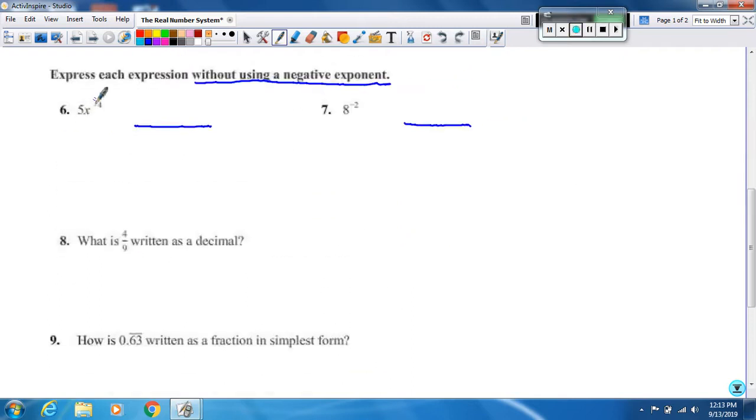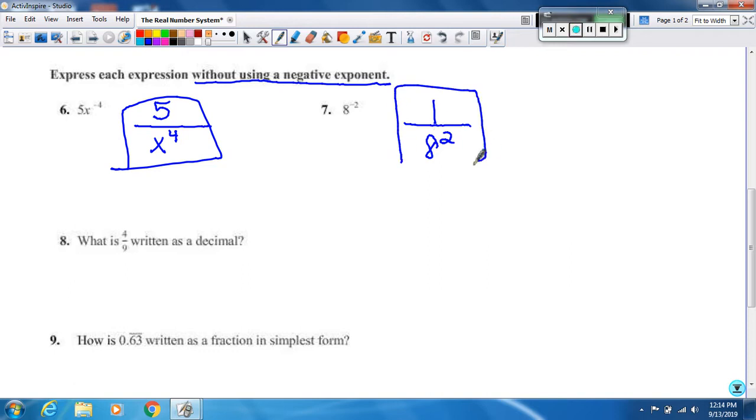So this 5 doesn't have an exponent, so it stays where it's at. The x to the -4, the negative exponent makes it move. So I'm going to move that to the bottom, and when you do that, you take the negative sign away, and that one's done. This one, the 8 has a -2 as an exponent, so you move it to the bottom. That takes the negative away, but you cannot leave a fraction without something in the numerator, so you have to put a 1. And it didn't say evaluate, so that could be considered 1 over 64. But since it didn't say evaluate, you don't have to do that part.